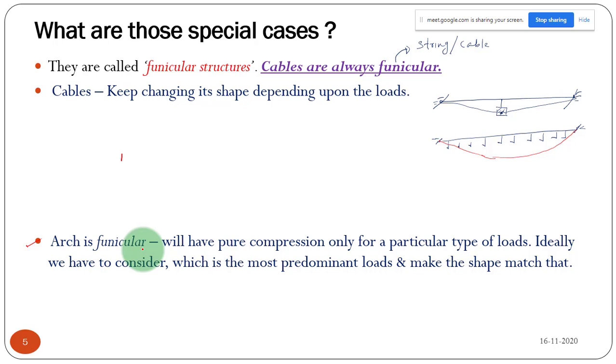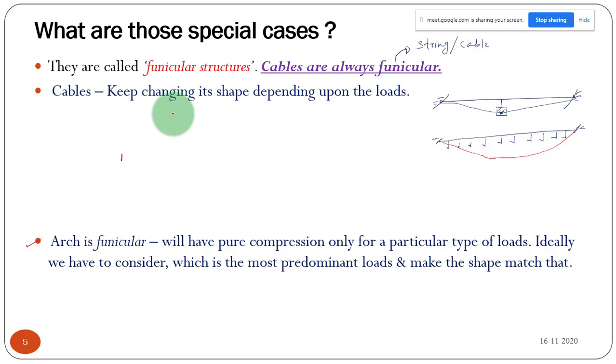But cables won't be like that. A cable will always be funicular, because it keeps on changing its shape depending on the load you are applying. So that is a difference. At this point of time, at least understand what is meant by funicular structures or funicular systems. The meaning is simple. It is resisting the load only through axial forces. It may be compression, then you will call it a funicular arch, with only compressive force, and cables are always funicular.